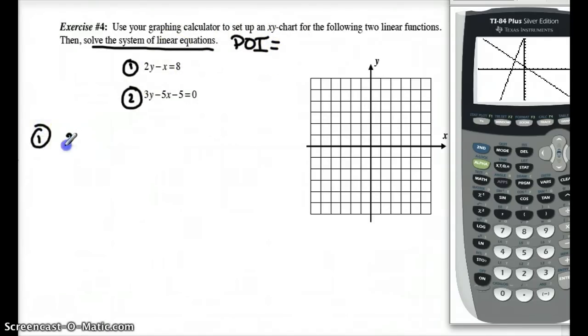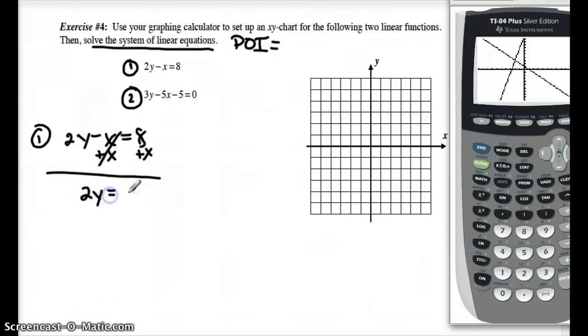Okay, number 1 is 2y minus x equals 8. That's our first equation. In order to put it into the calculator, it has to read y equals. So we're going to add x to both sides. We're trying to get y alone. And so that's going to be 2y equals x plus 8, and we're going to divide by 2 everywhere. And we get y equals, well, this technically is 1x over 2. We kind of take the fraction off of the x, and it's 1/2 x plus 4. Okay, that's the first one.